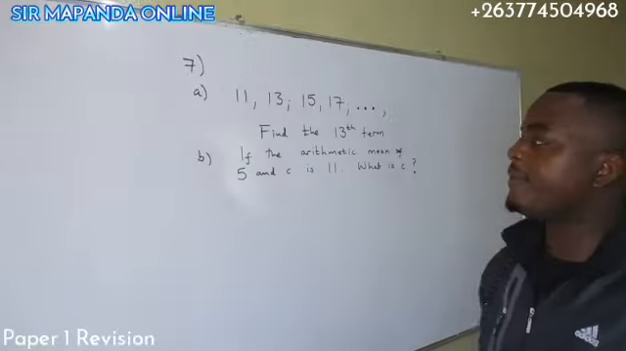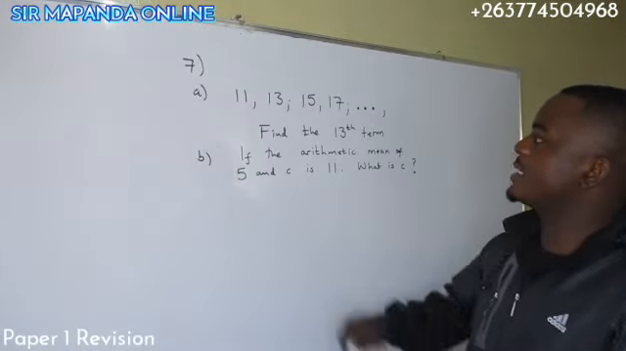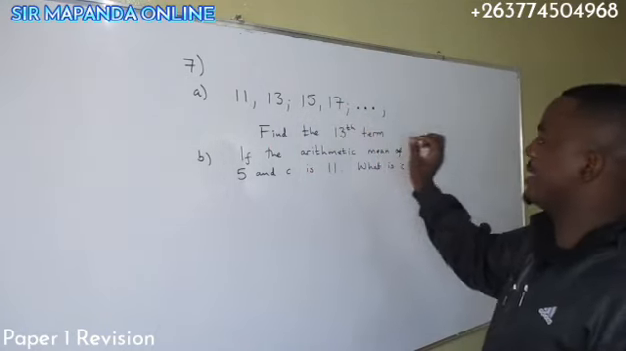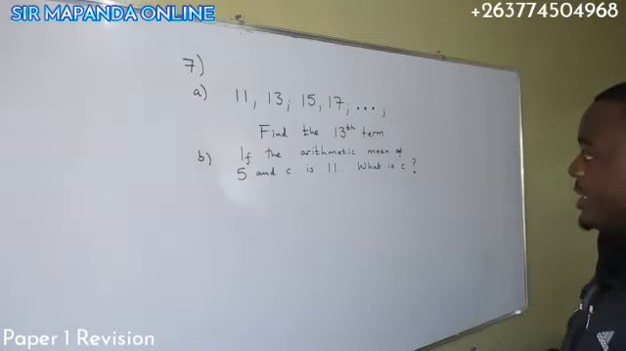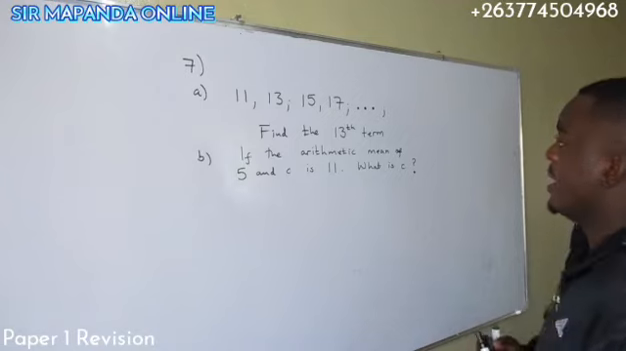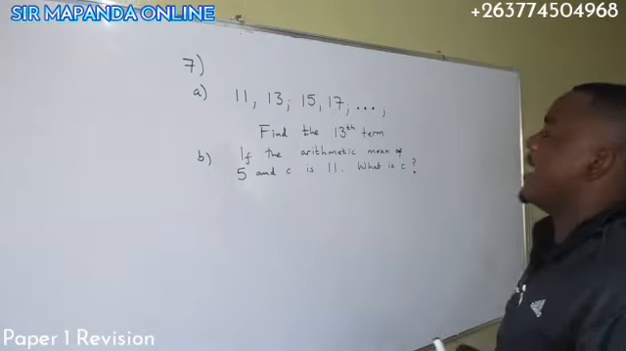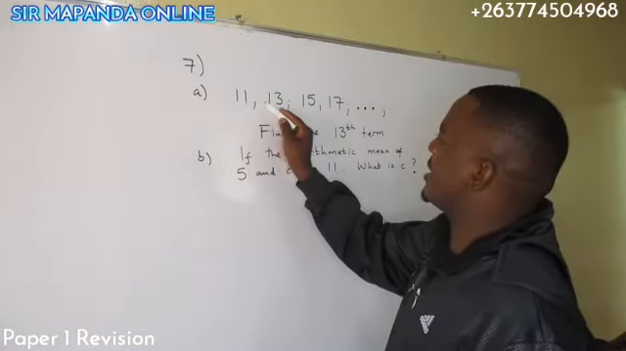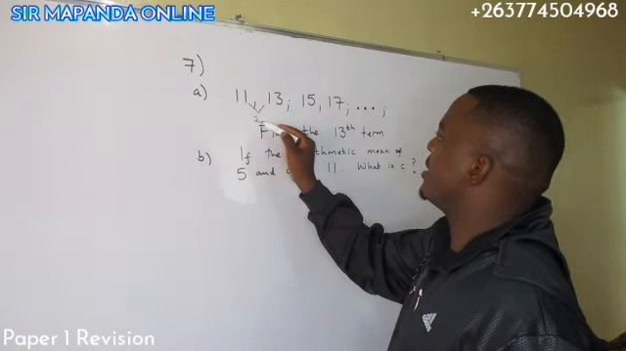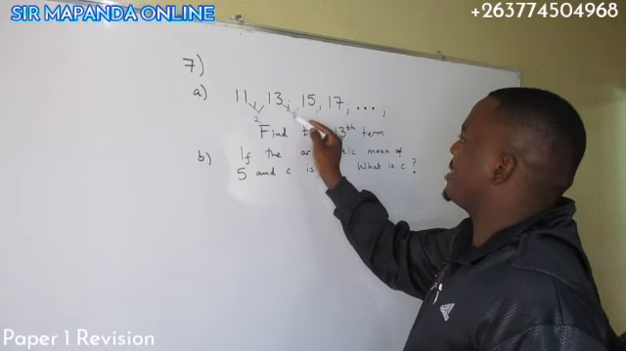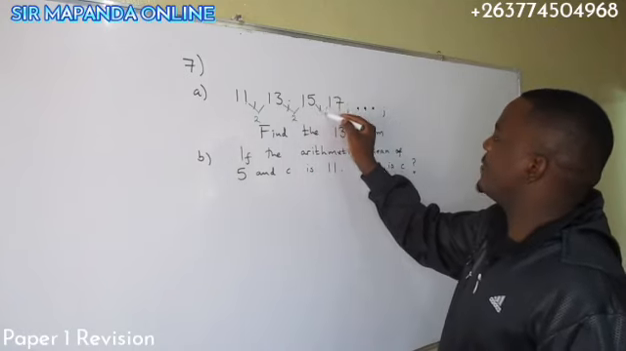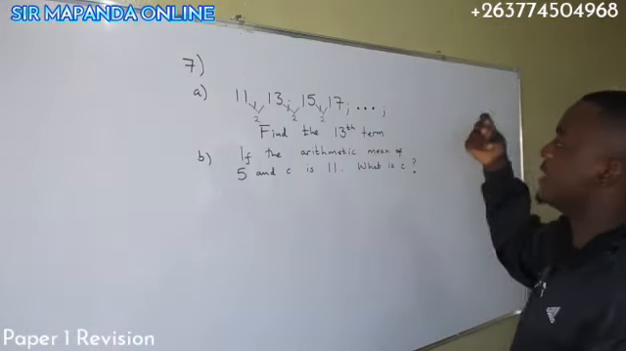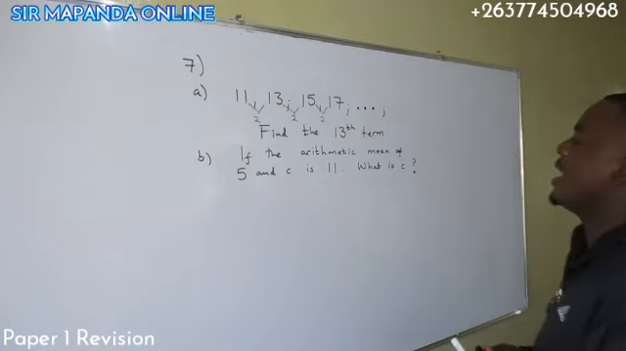So we are now on question number 7. We are given a sequence which is 11, 13, 15, and 17. And they want you to find the 13th term, which occupies the 13th position. Right. So you need to start your pattern first. You can notice that between 11 and 13 there is a difference of 2. Between 13 and 15 there is a difference of 2. Between 15 and 17 there is a difference of 2. So to find the next term after 17, you are simply adding 2, 2, 2, and 2. I hope you are following.